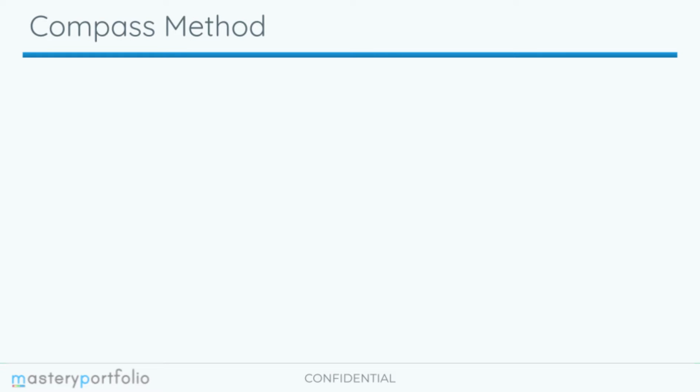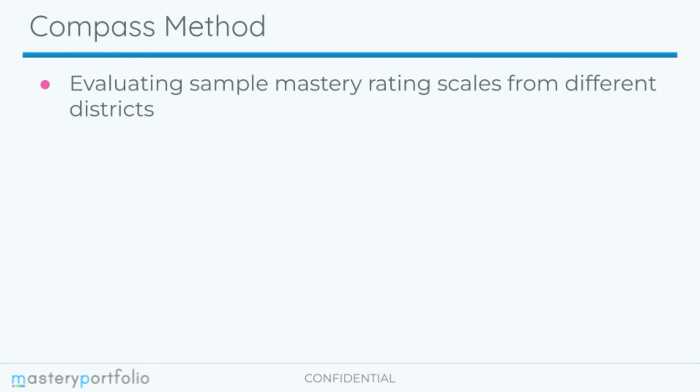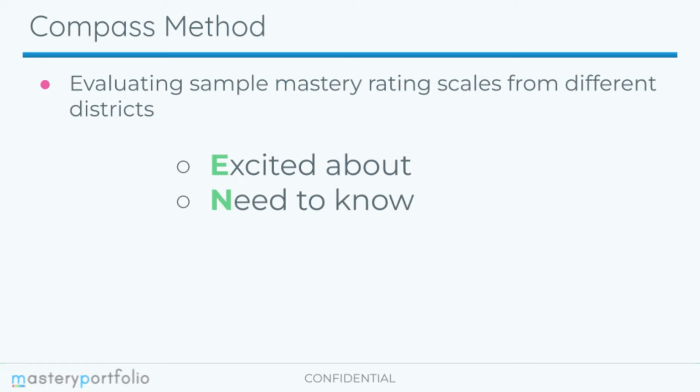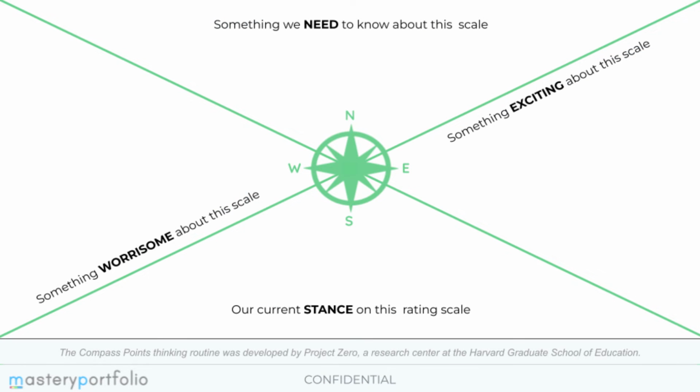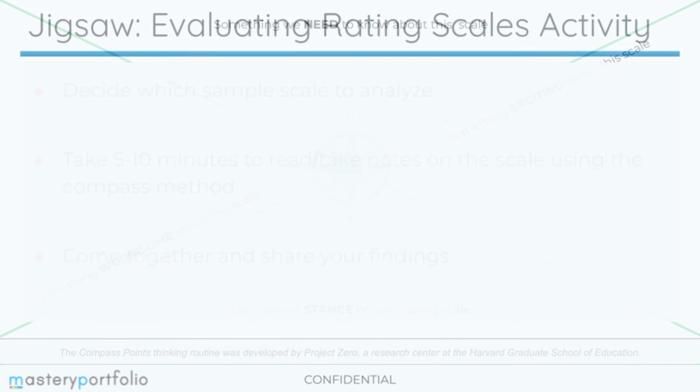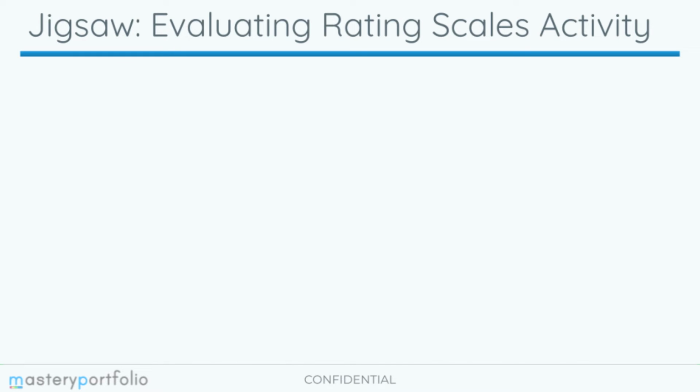Moving on to the main section of this lesson, we will be looking at some sample mastery rating scales from different districts. Specifically, let's identify what we are excited about in this given system, what more we would like to know, concepts we might be worried about, and what our stance is on it. Think of this activity as a compass, north, east, south, west, where each direction provides us with an opportunity to analyze the sample scale differently. This activity will be done as a jigsaw. Here's how this will work.